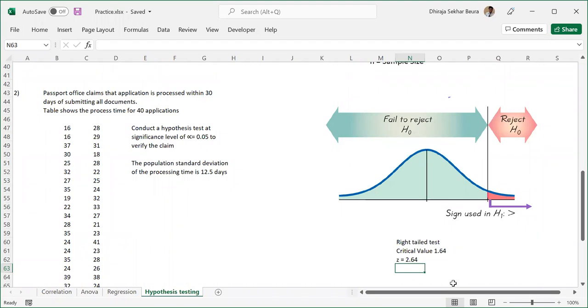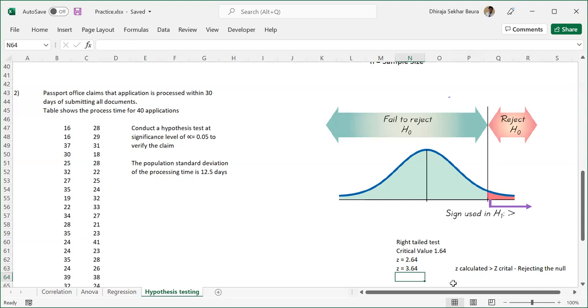Suppose Z is equal to 3.64. Now is it in the red side or green side? Same red side. So whatever the value is more than 1.64 will fall under the red side. That means if Z calculated is more than Z critical, then we are rejecting the null hypothesis.